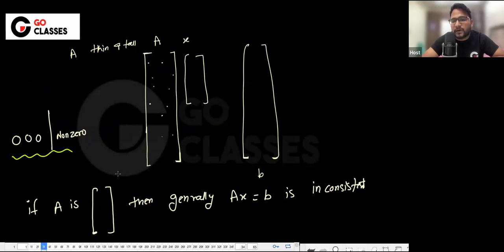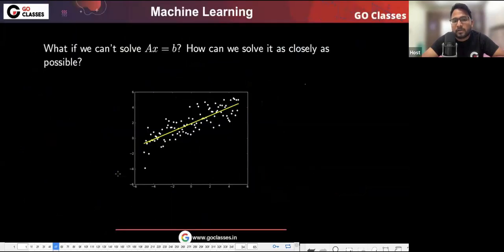Yes, obviously it is better to have more data, and we want to solve for more data only. So suppose we have Ax equal to b, and we have some data and want to solve it. Suppose we are not able to solve it, which means the data we have cannot be fit on the line. Then how can we solve it as closely as possible? Let's just see this.